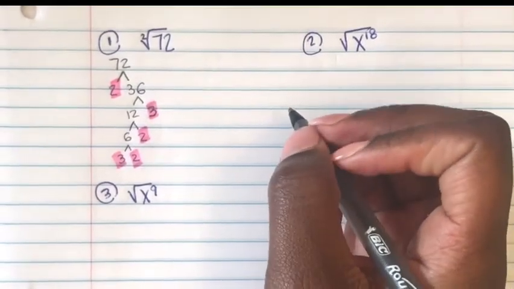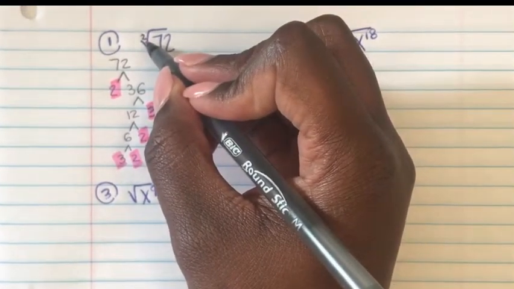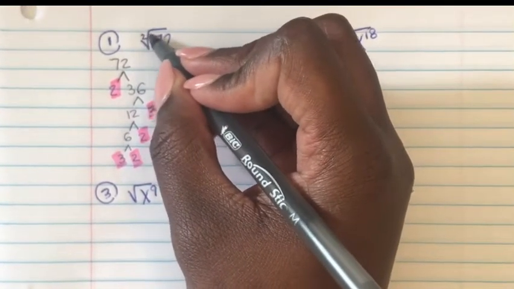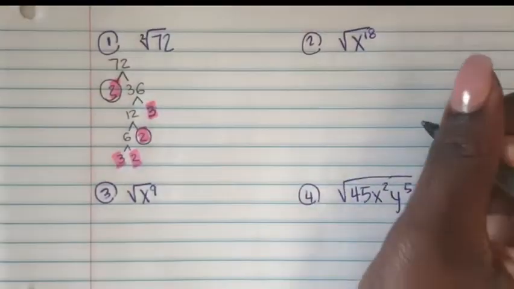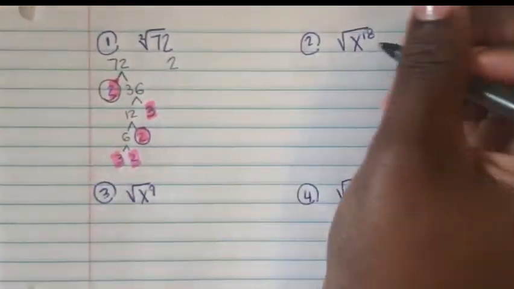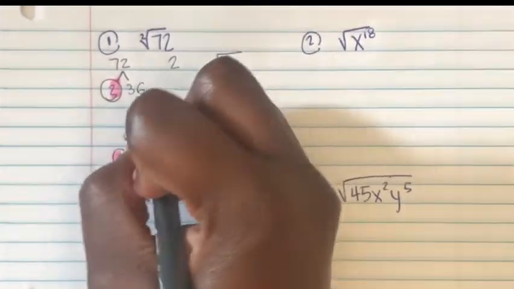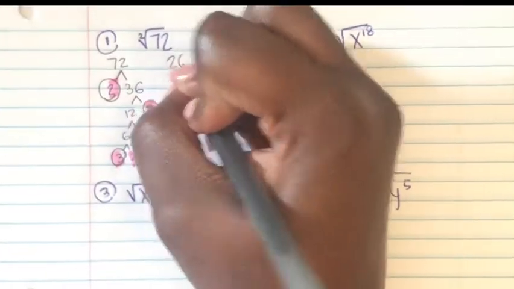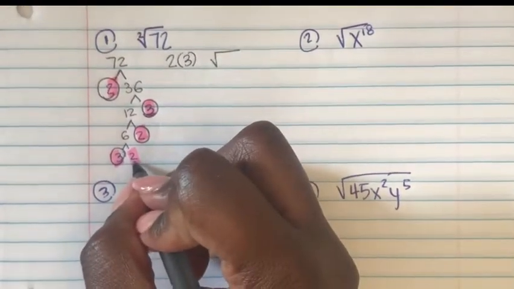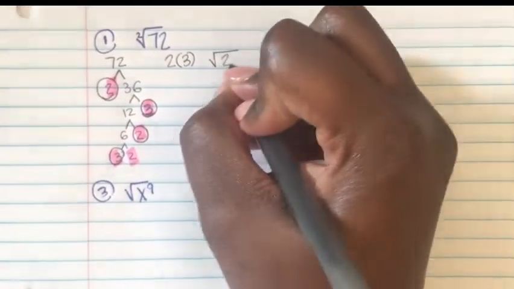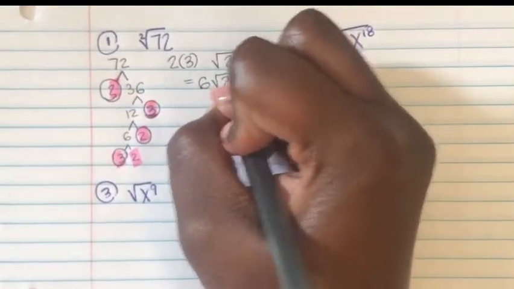All right, so now I'm going to find pairs. And I know that I'm supposed to find pairs, groups of 2, because my index is the number 2. So I've got a matching group of 2 right here. I've got two 2s. Your matching pairs will go on the outside of the radical. I've got a matching pair of 3s. Those can go on the outside of the radical. And the number left over is a 2 that did not go in a pair. So I'm going to write 2 on the inside. And when we simplify this, we get 6 square root 2. And that's it.